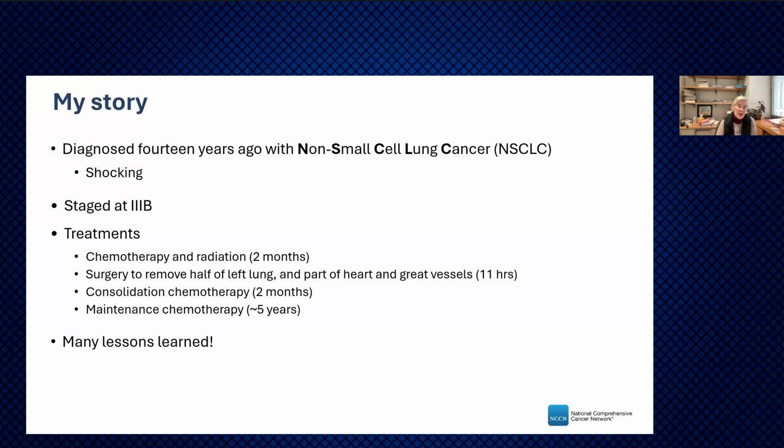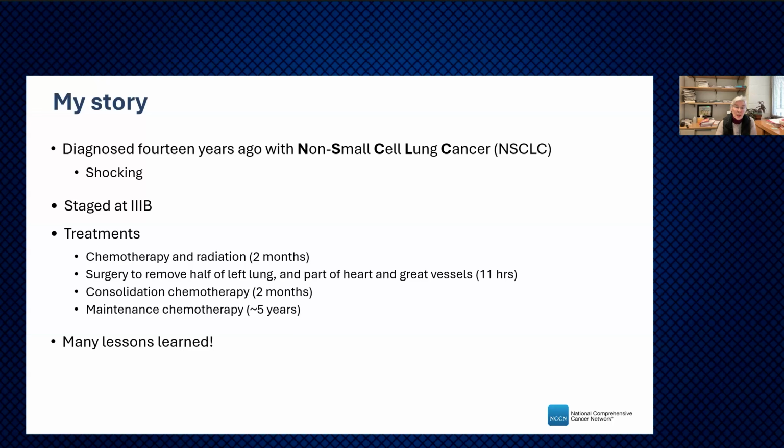And accordingly, based on everything that you've heard so far, stage 3B really is the stage that involves multiple different kinds of treatments. And I had just about every treatment that was available at the time. It started with chemoradiation, which lasted for about 2 months. I had a 2-week rest after that before going for a very extensive surgery, which took out half of my left lung, part of my heart, and several great vessels.